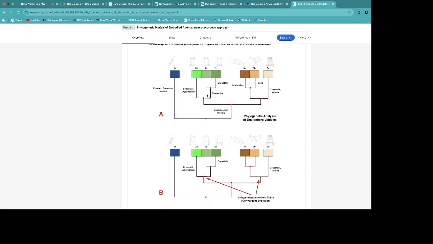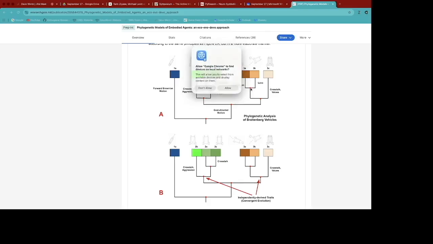We have 2B forming this sort of... 2A, 2B, and 2C form a clade. 2A and 2C form a clade within that clade, and they both exhibit this crosstalk with cowardice behavior. The crosstalk is the cross connections between sensor and effector. And then 2B is this lone taxon in this clade where it has crosstalk but aggression instead of cowardice. And then 3A, 3B, and 3C, we have 3A and 3B.